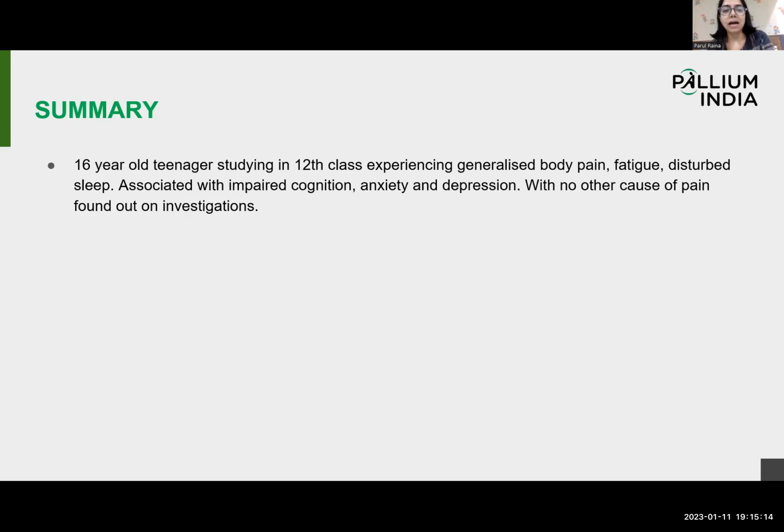So the case is, my case is a 16-year-old teenager who is studying in 12th class, experiencing generalized body pain, fatigue, and disturbed sleep associated with impaired cognition, anxiety, and depression, with no other cause of pain found on investigations.